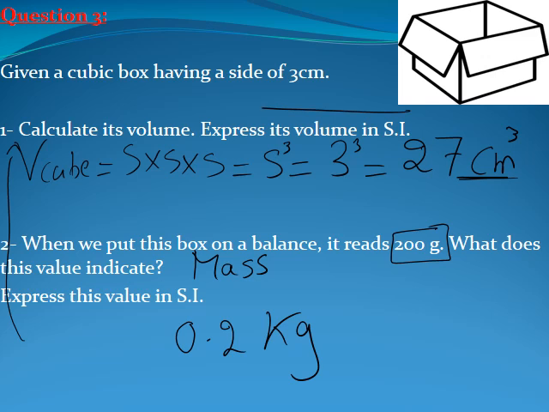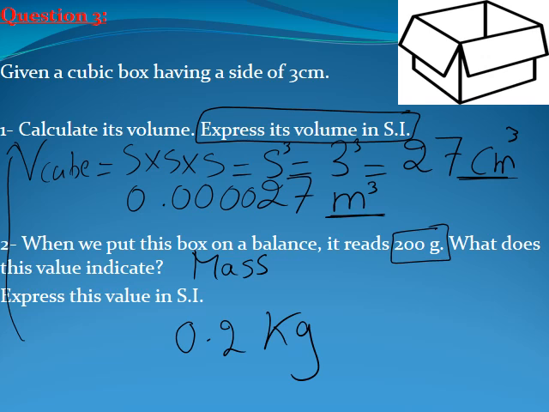Let's move back to the previous part. We still have a part which is express the volume in SI unit. Let's move to Ali. 27 centimeter cube. SI unit of volume, Ali, is meter cube. Okay, so it will be how much? Divide by 1 million. 0.000027, 4 zeros and 27. 27 what? Meter cube. Don't forget the unit. Okay, thank you, Ali.